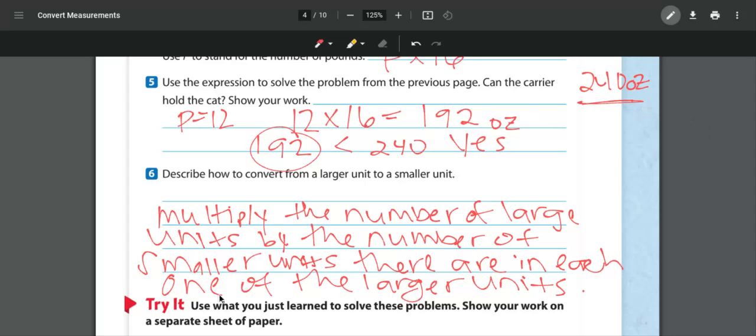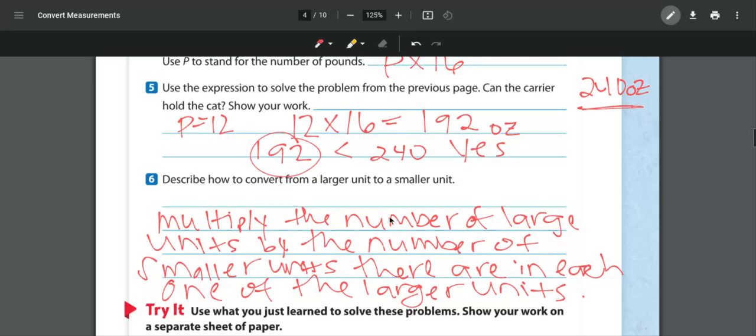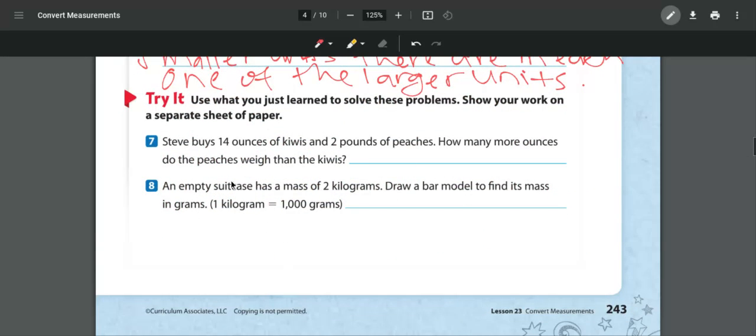All right, so you should have something like this. Multiply the number of large units by the number of smaller units there are in each one of the larger units, right? So multiply the number of large units, which would be pounds, by the number of smaller units, which would have been ounces. And then that's how many smaller units are in the larger units, which is 16 ounces in a pound. Now, this was just one example of a conversion. Okay, so you're going to need to answer these 2 problems below.